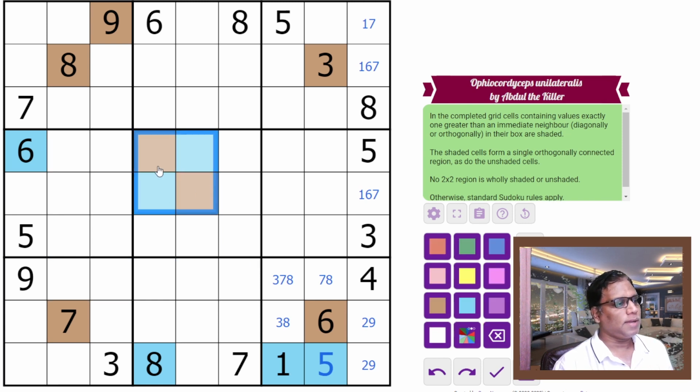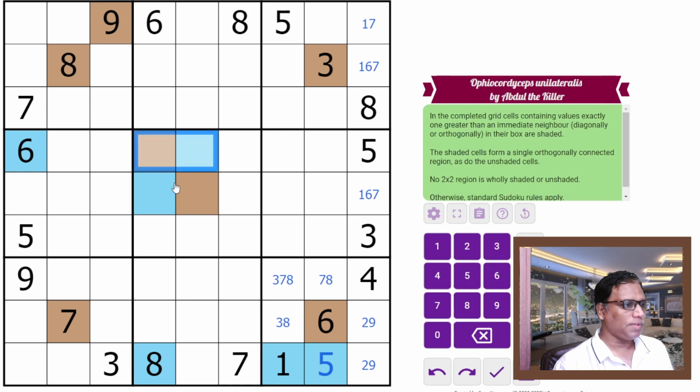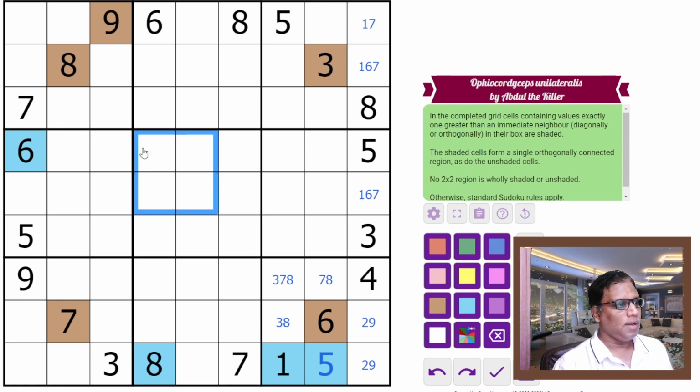Okay? So this kind of arrangement will never occur, where diagonal digits are of the same color and the other two diagonal digits are of a different color. That will never occur. And we know by the rules that this kind of pattern or this kind of pattern can never occur.